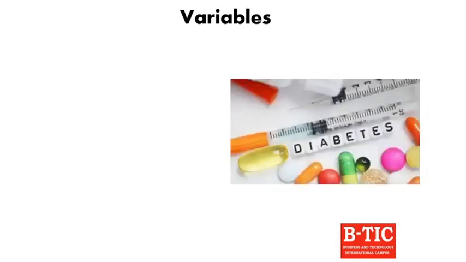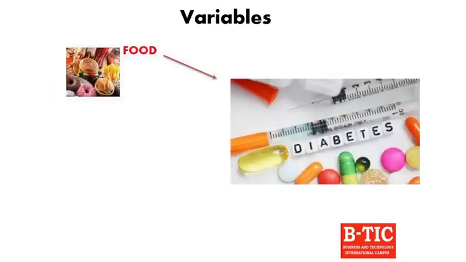Variables. We use this terminology very frequently when we talk about research. Now, variable means something that varies. If you take your blood sugar, that is a variable. The blood sugar level after breakfast is some number, and after lunch it's some number. After doing some exercise, it's some other different number.